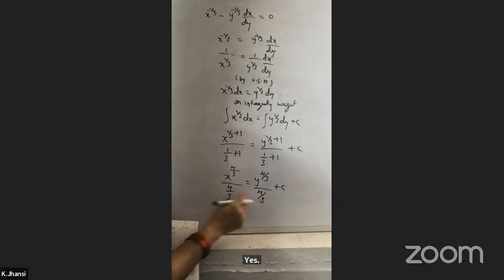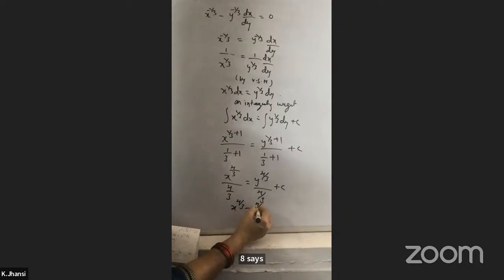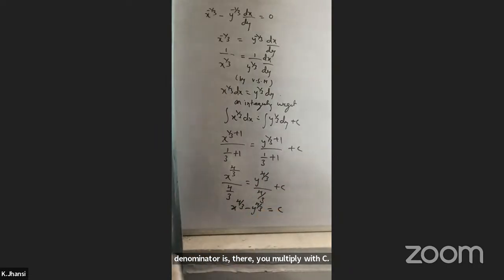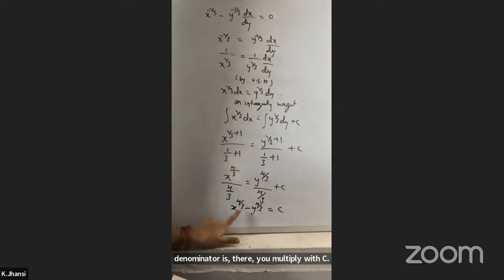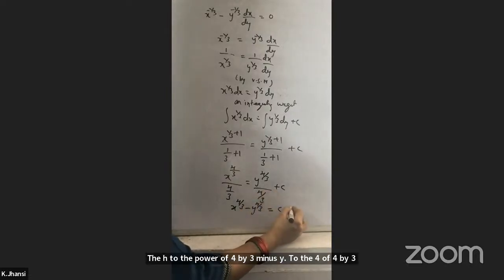Now these two are the same, no? We can write it as x to the power of 4/3. If you take this inside, that is minus y to the power of 4/3. And whatever is in the denominator, you multiply with c. That is c, so c to the power of another constant term will be c only. So keep it like this: x to the power of 4/3 minus y to the power of 4/3 equals c is the required OT.